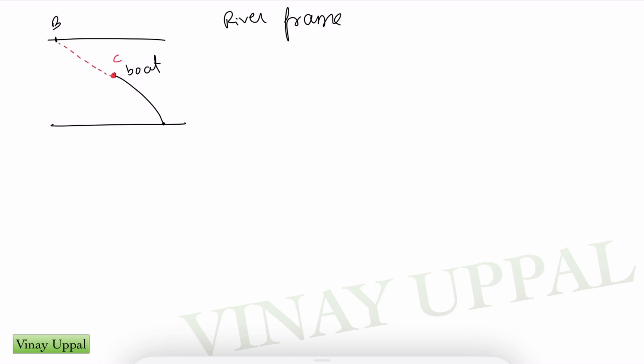So the velocity of the boat is directed towards point B, and that velocity would be 2.5 meter per second, the velocity of the boat relative to the river. And velocity of point B is to the left, 1.5 meter per second. So let's say at some instant this angle is theta here.